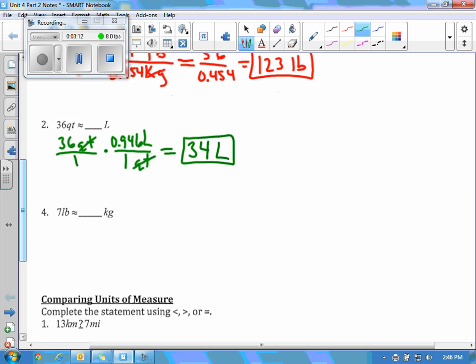Alright, I'm going to let you try what should be number 3 by yourself, going from pounds to kilograms. Remember, you have to show your work the way I do.